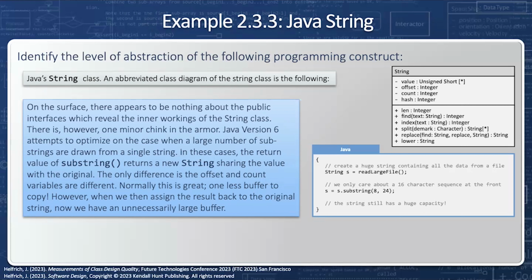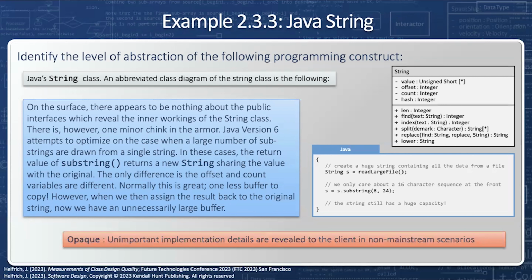Java version 6 attempts to optimize on the case when a large number of substrings are drawn from a single string. In these cases, the return value of substring returns a new string sharing the values of the original. The only difference is the offset and count variables are now different. Normally, this is great. There's one less buffer to copy. However, when we then assign the results back to the original string, now we have an unnecessarily large buffer. This is an example of opaque. Unimportant implementation details are revealed to the client in non-mainstream scenarios.